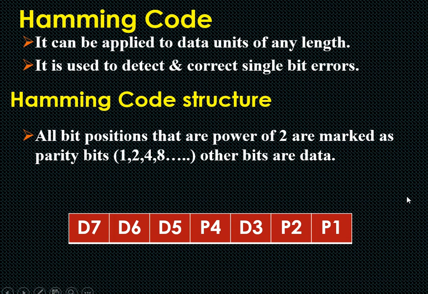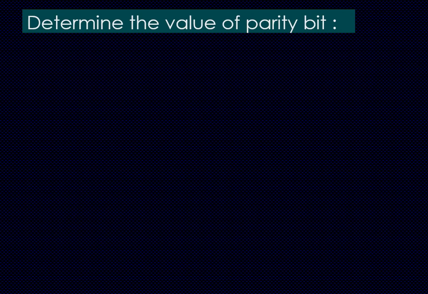So P1 is a parity bit, P2 is also a parity bit, and D3 is the data bit that is occupied. P4 is the parity bit, and D5, D6, D7 are other data bits. So let us determine the value of parity bits. How are we going to detect the value?